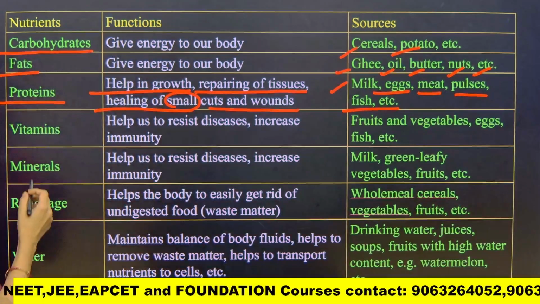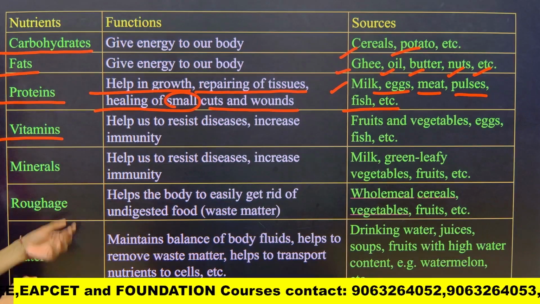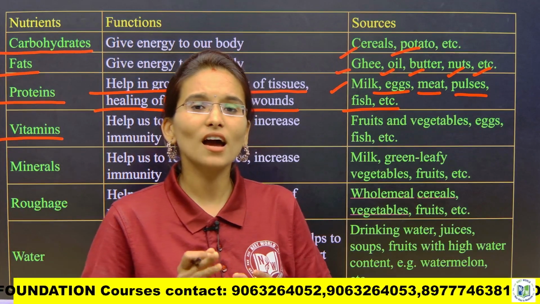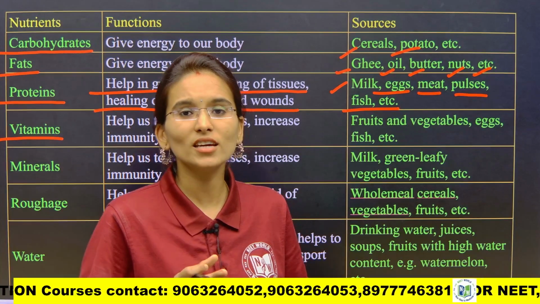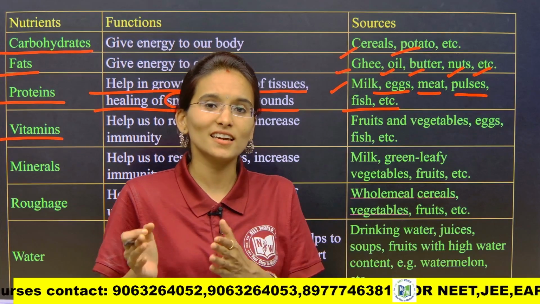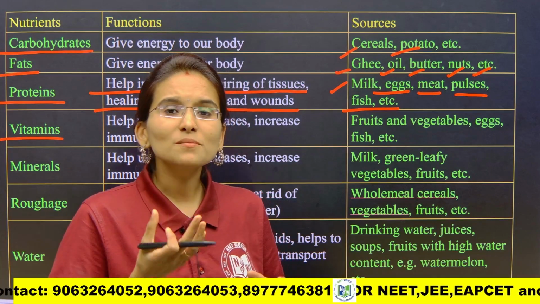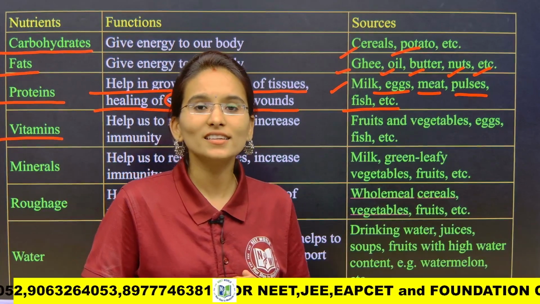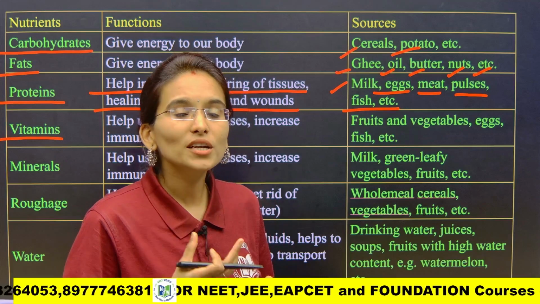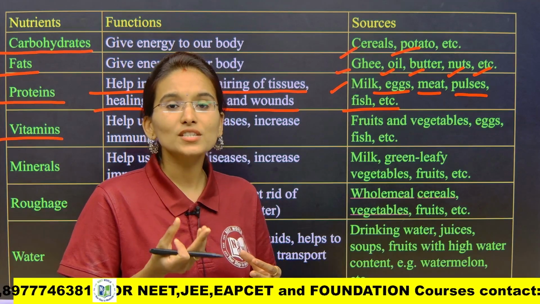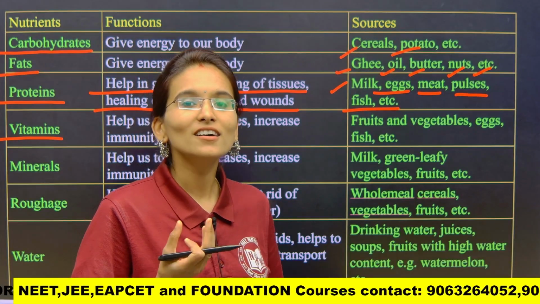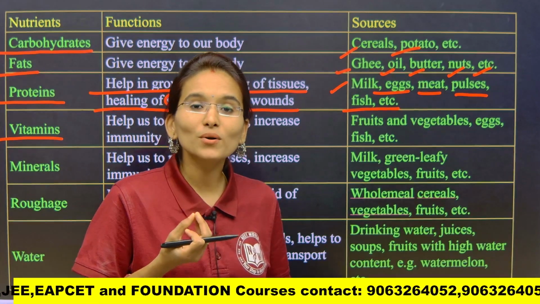Next one, vitamins. What is the major function of the vitamins? We have different types of vitamins, like vitamin A, D, E, K. Vitamin A we can find in carrots, right? So when we eat food which contains a rich amount of vitamin A, it is going to help our vision. It is going to improve our vision.